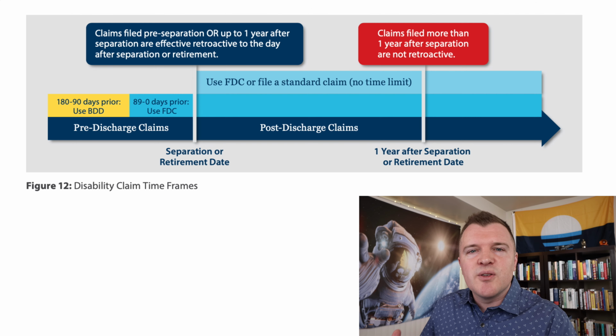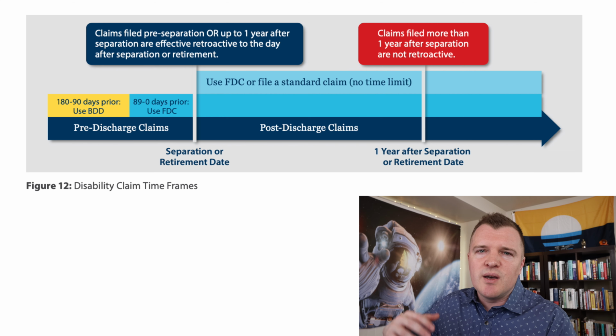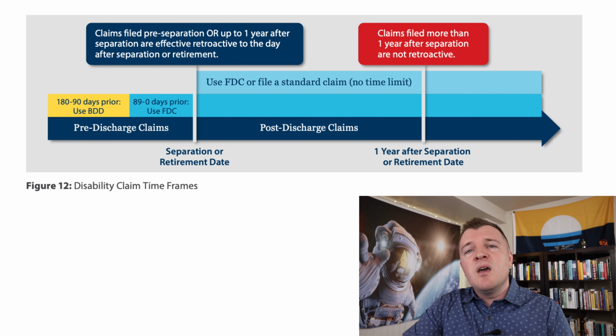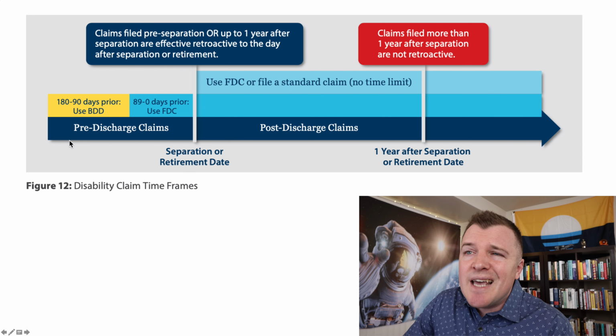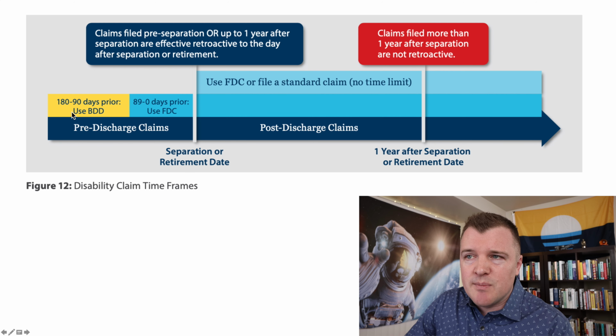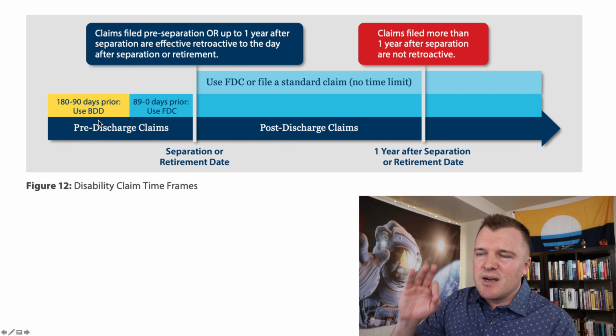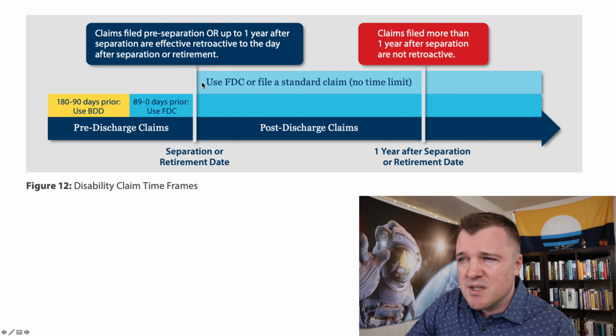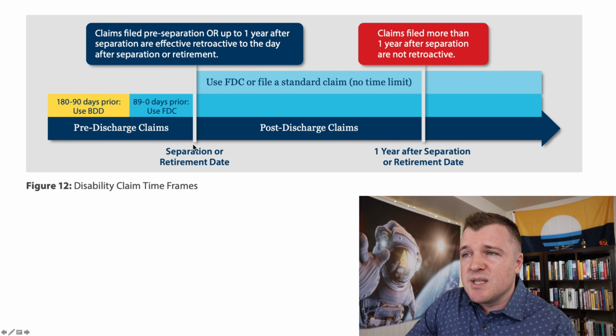Now, to visualize the 3 kinds of claim processes, once again, this only has to do with the time period in which you apply for VA disability. So 180 to 90 days prior to separation, you go through the BDD process. The VA is once again confident that they might be able to have your benefits start on the day of your separation.